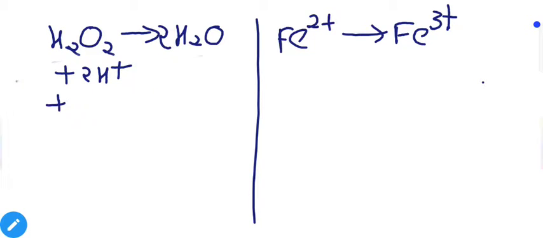The change in oxidation state is from -1 to -2. That's why one oxygen accepts 1 electron. We have 2 of them, so it will accept 2 electrons. So this is our balanced reduction half reaction.